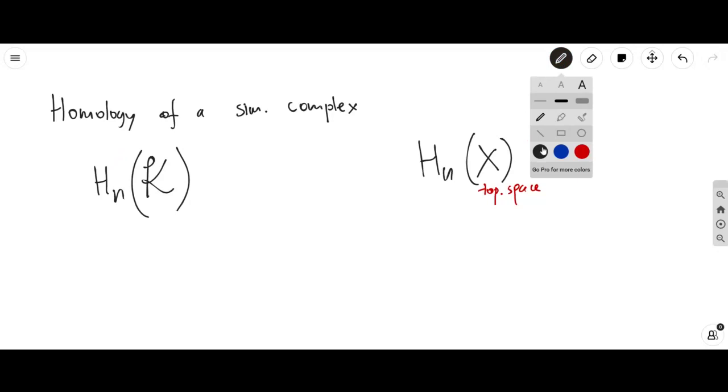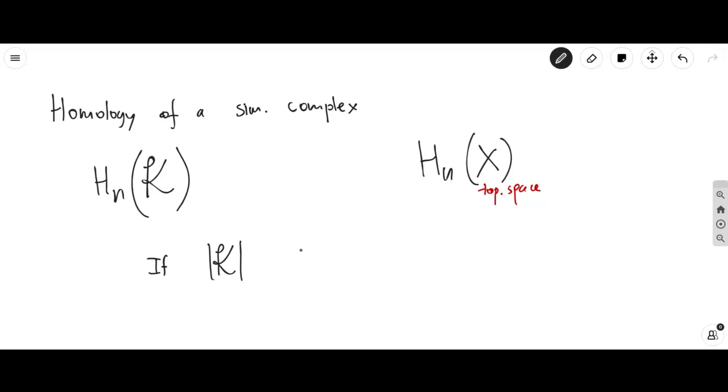And maybe I can tell you where we're going with this: putting a bar over K denotes the geometric realization, which we never defined. We're not going to use this approach. That's a very classical approach. We're going to do it differently.